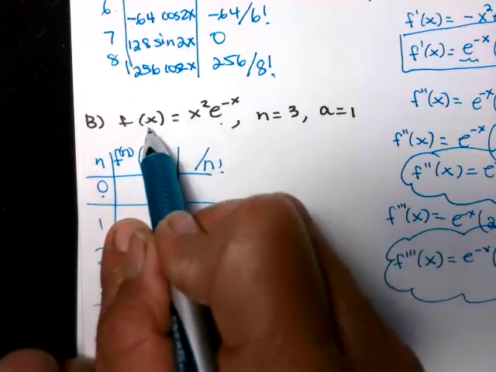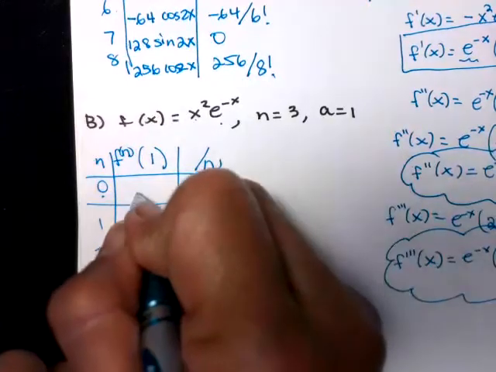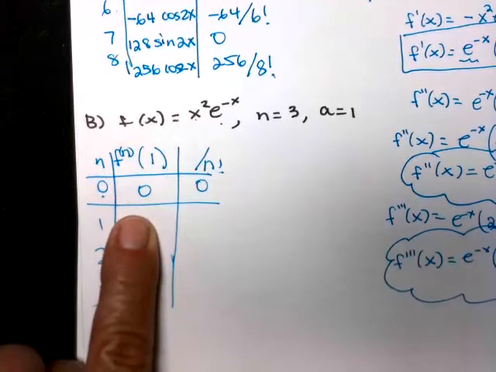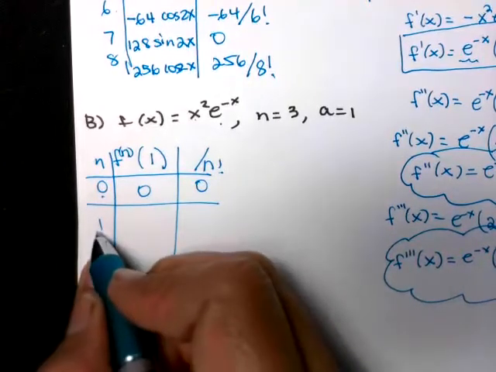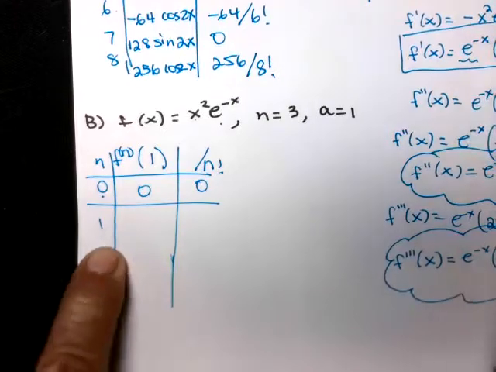So I'm going to get 0. 0 times 1 is 0. And then over n factorial, still 0. Okay, if n is 1, now I have to go to my first derivative. Where's that? Up here.